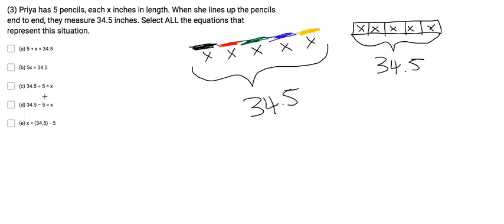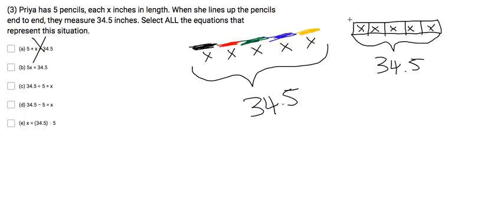Now we got to look at, okay, what kind of equation are we dealing with here? So would it be 5 plus x equals 34.5? I don't know about that, because if we took x and we added 5, that doesn't necessarily give us 34.5. We're not sure if that would give us the right one there. So let's try not doing that one here.